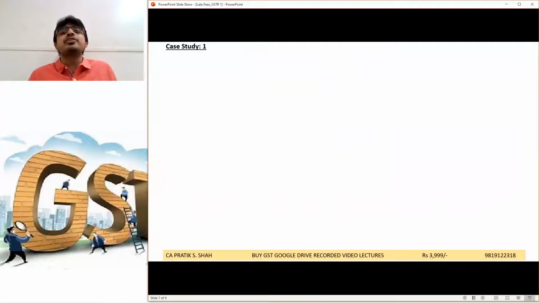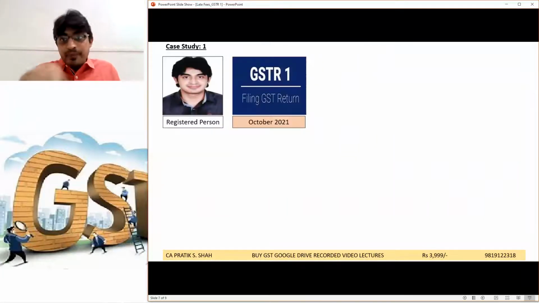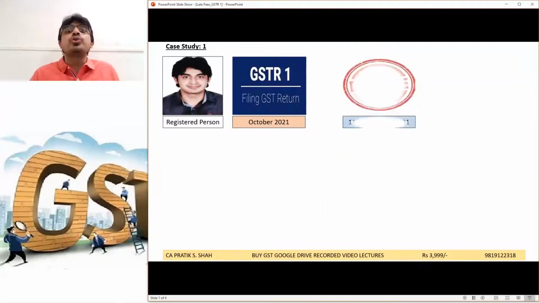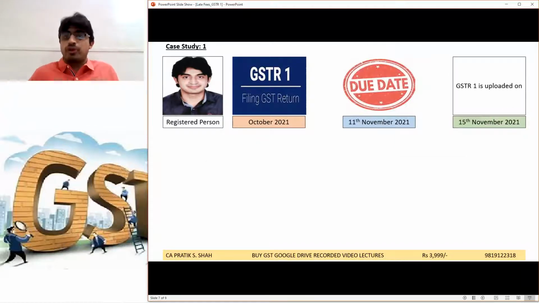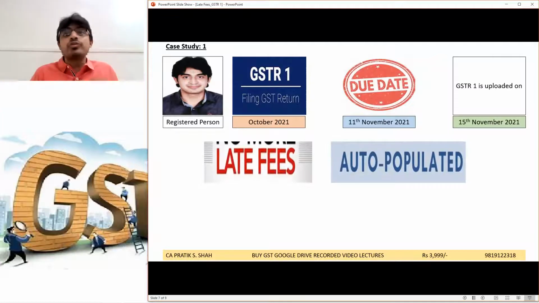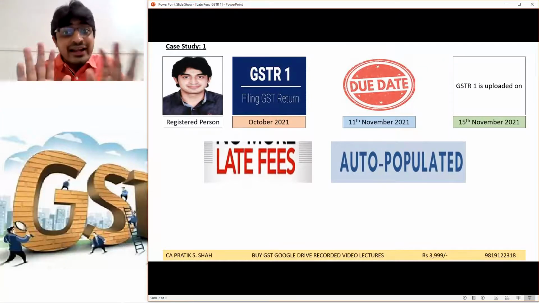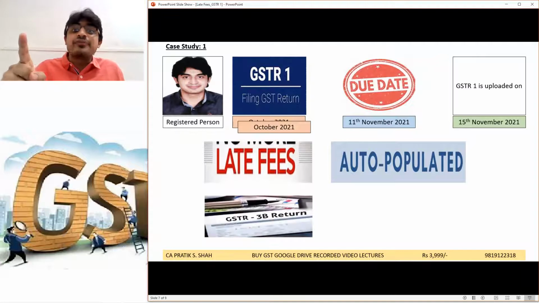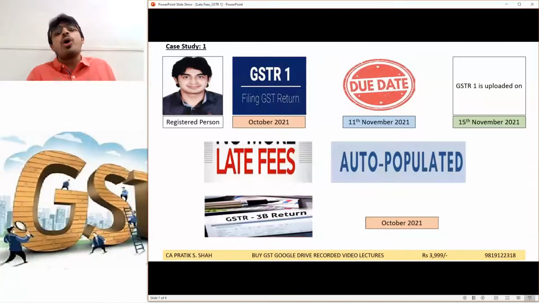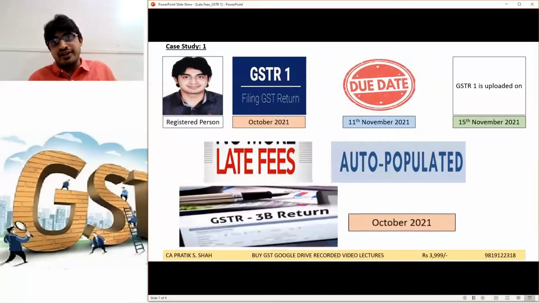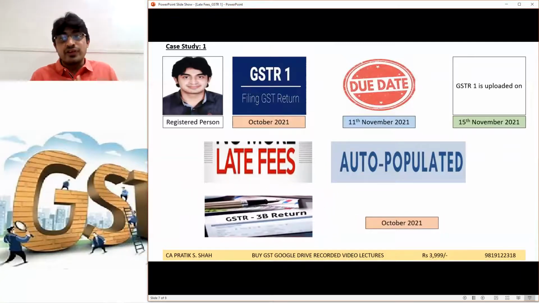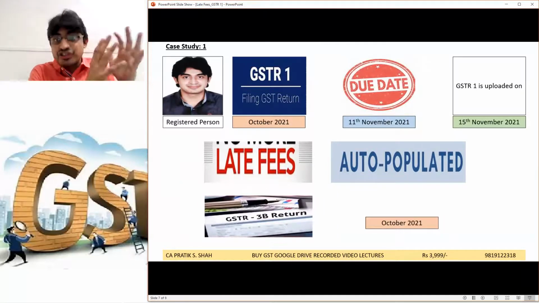For this, I will explain through one case study. Say I am required to file GSTR 1 of October 21. The due date was 11th of November. I filed on, say, 15th of November. Now late fees will be auto-populated, not while filing GSTR 1, but while filing GSTR 3B of October 2021. So this facility is introduced. That's why GSTR 1 has changed a bit.